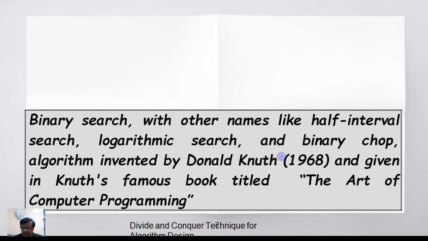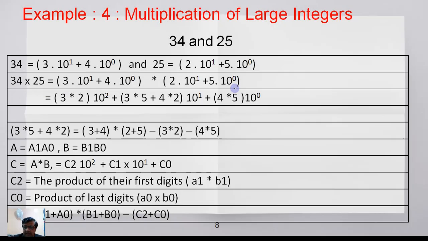The binary search, with due respect to the inventor, with other names like half interval search, logarithmic search and binary chop algorithm, was invented by Donald Knuth in 1968 and given in Knuth's famous book titled The Art of Computer Programming. It is mentioned over there.